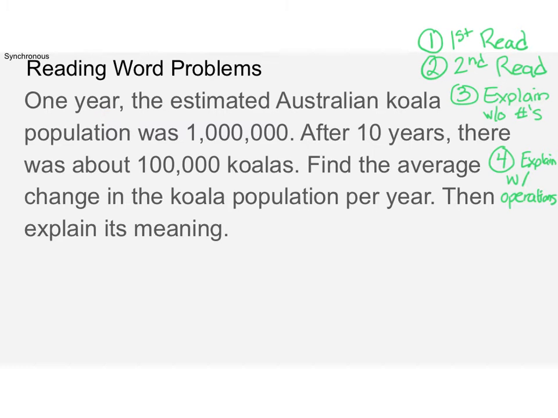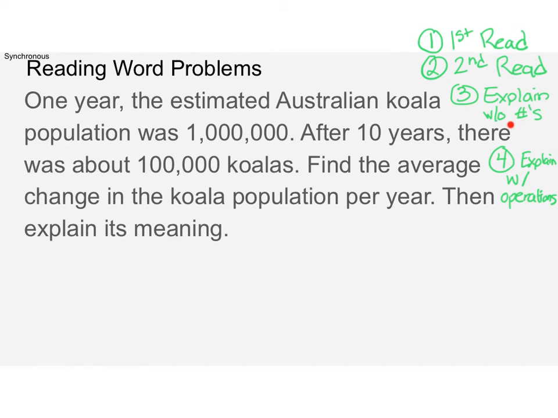One year, the estimated Australian koala population was 1 million. After 10 years, there was about 100,000 koalas. Find the average change in the koala population per year, then explain its meaning.